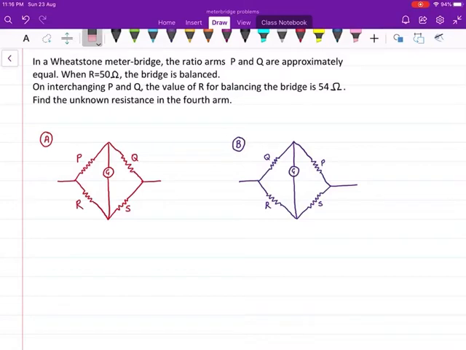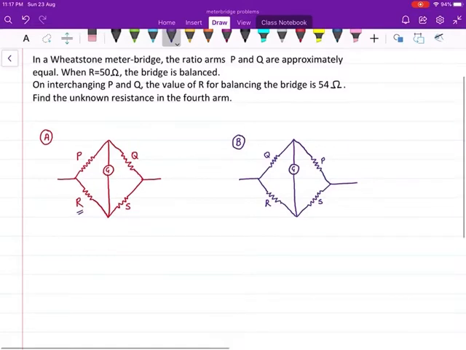So I have drawn the circuit diagram for this Wheatstone bridge. Now this P, Q, R and S are the resistances in this Wheatstone bridge. Now what is given in the problem? That P and Q are nearly equal, and in this first case, when this R is 50 ohm, at that time the bridge is balanced.